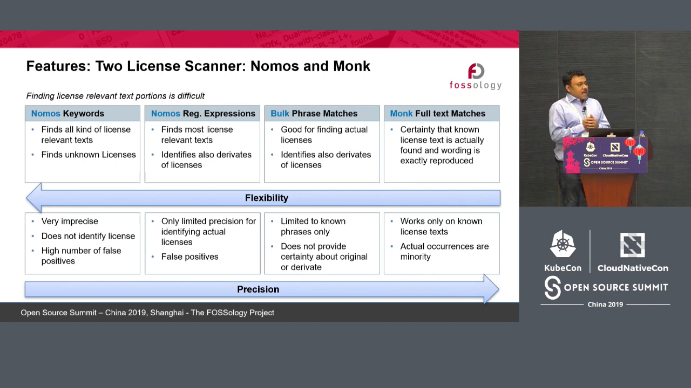FOSSology has two main agents, called Monk and Nomos. Nomos is mainly keyword based and uses regex, and Monk is basically more of a text matching kind of thing. So when you go from Monk to Nomos, it gives you flexibility, but the precision increases when you go from Nomos to Monk.